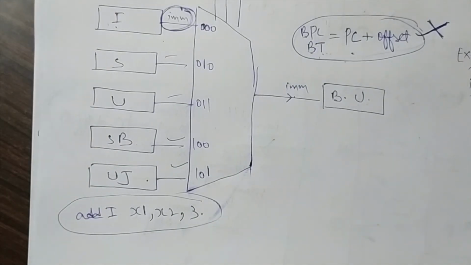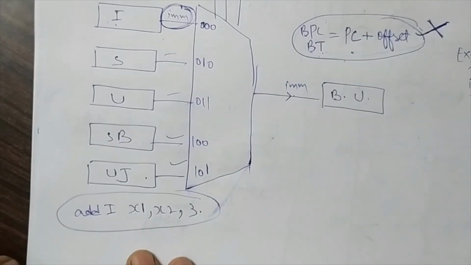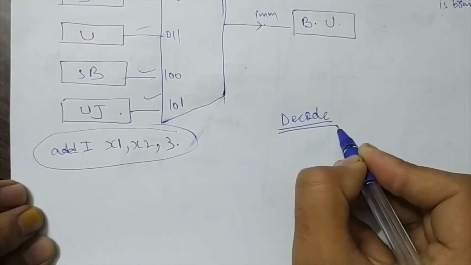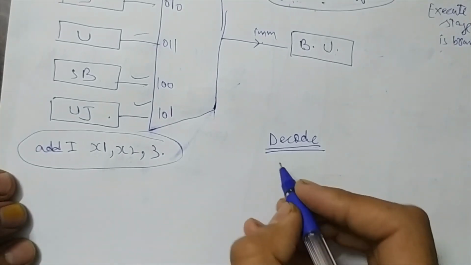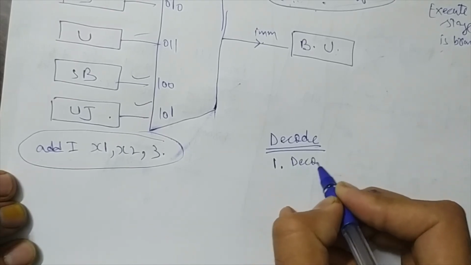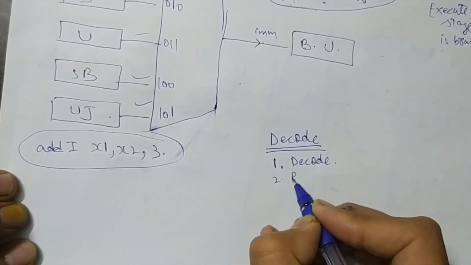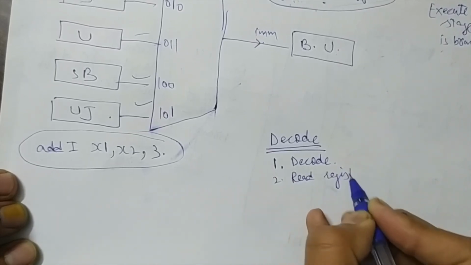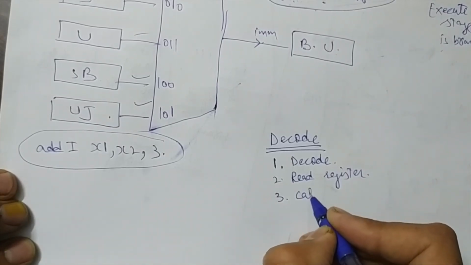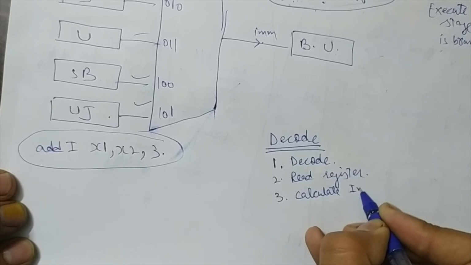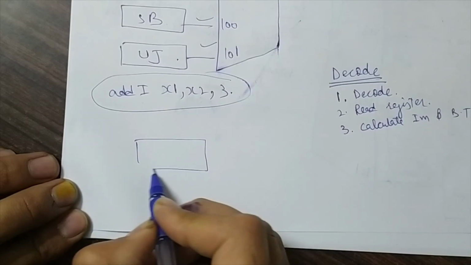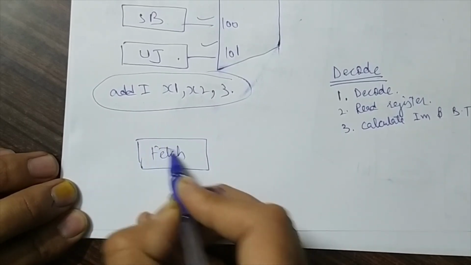Okay, so we have completed the decode stage, and the three operations that we have to perform in the decode stage were: the first operation was to decode the instruction to find out all the components. Second was to read our register file to find the source operands, and the third was to calculate immediate and branch target.